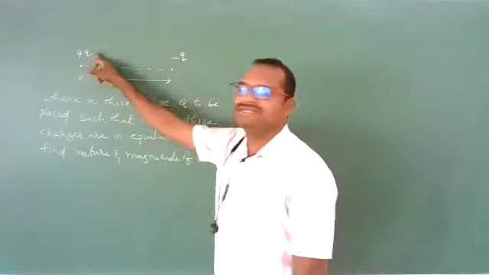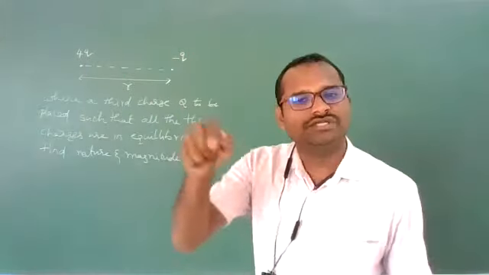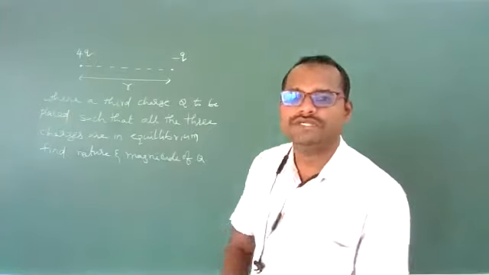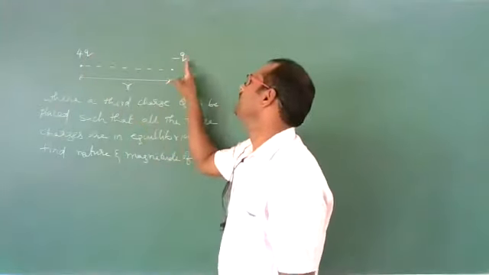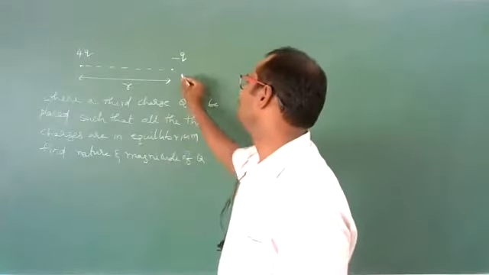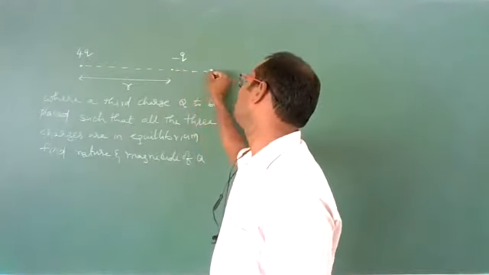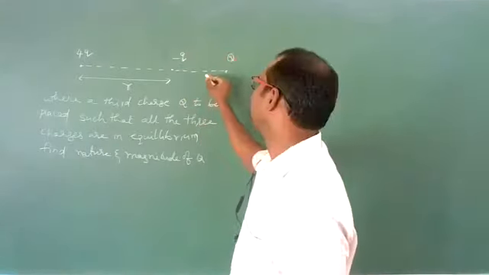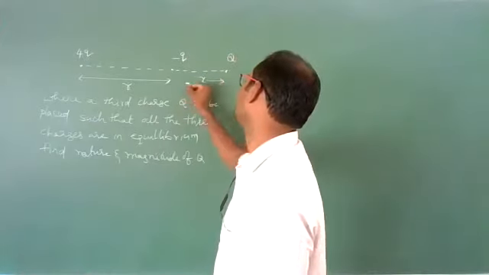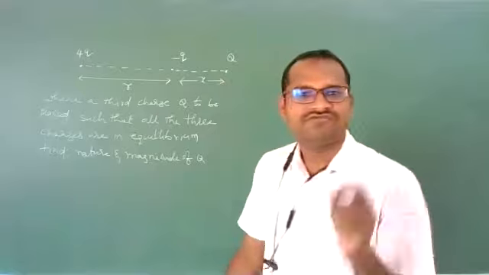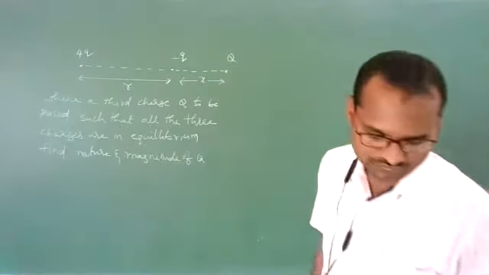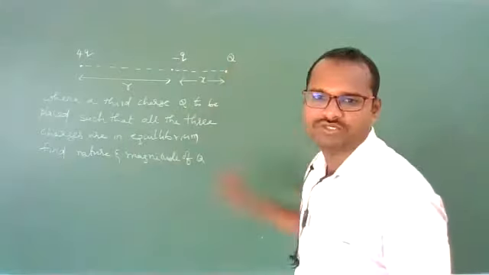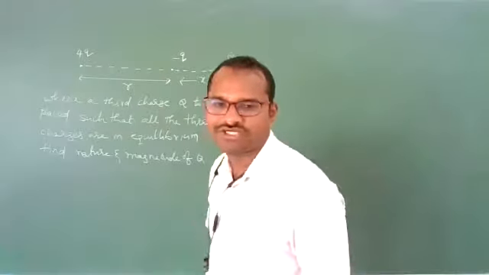Now here, because the two charges are of opposite nature, a third charge should be placed outside. Nearer to which one? Nearer to the smaller magnitude. Which is the smaller magnitude? This one. So the third charge should be placed somewhere here. Let us imagine it at a distance of x from this charge. First find this x value, the location.